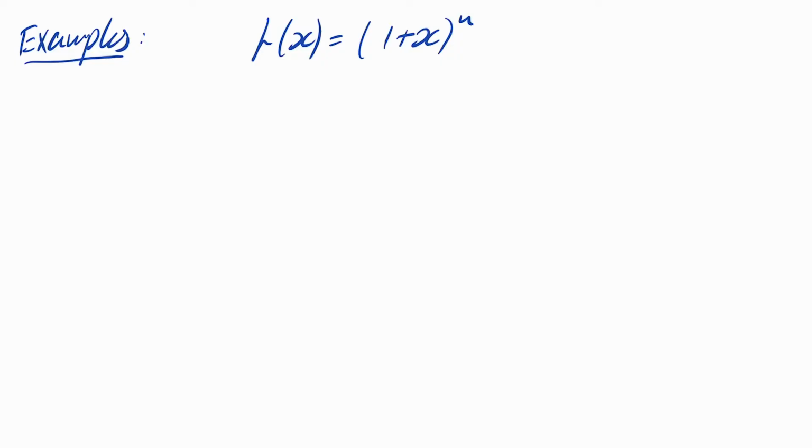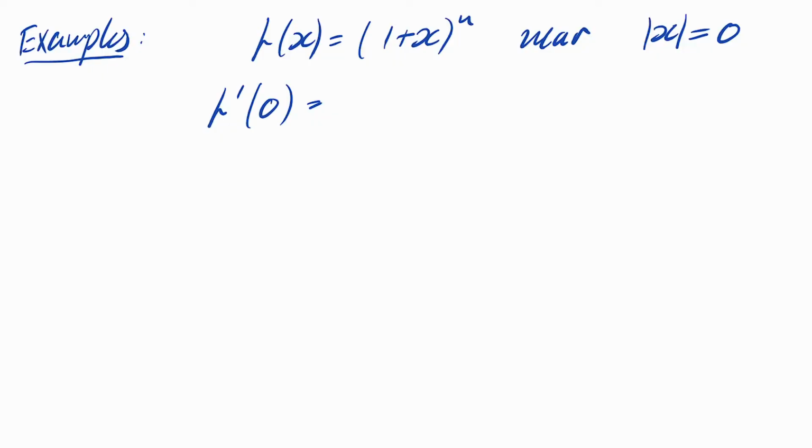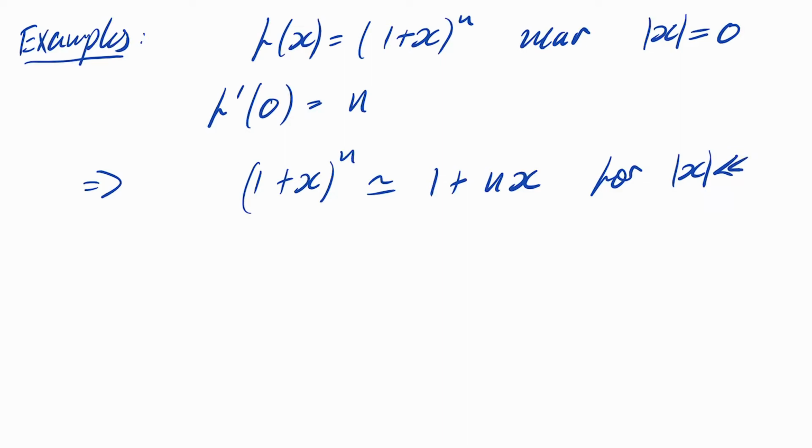Let's see this in action with a couple of examples. Let's look at the function 1 plus x to the power n near x equals 0. So we can work out what the linear approximation is if we calculate the derivative of the function at x equals 0. Well, the derivative is just n times 1 plus x to the n minus 1. So at x equals 0, this derivative is just n. And so that implies then that the linear approximation to (1 plus x) to the n, I'll write with an approximation sign, is just 1 plus n times x. And this holds true for x close to 0. So we write this as mod x much less than 1.